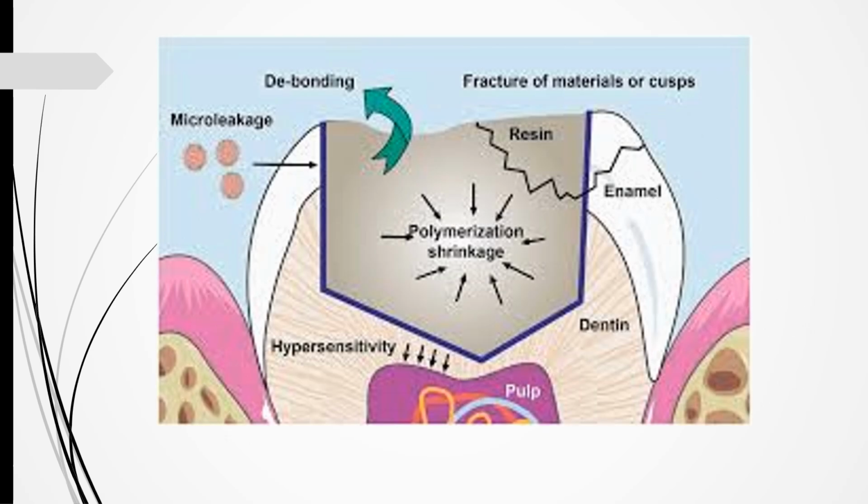So in this slide, we can see the effects of polymerization shrinkage in simple terms. Here we have the microleakage, debonding, fracture of materials or cusp, and hypersensitivity.